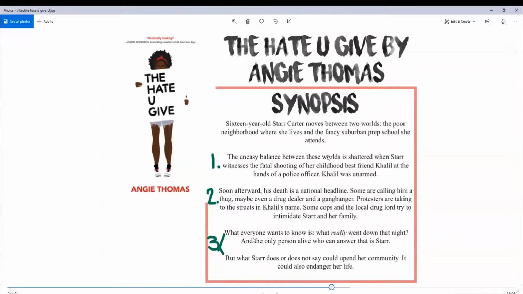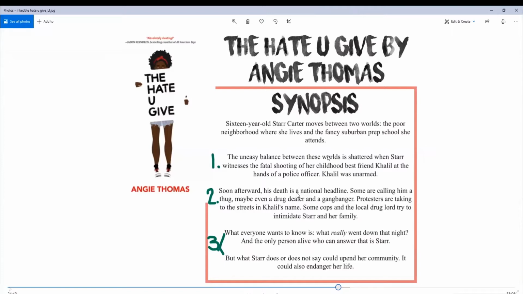What I want everyone to do is read the first little paragraph, and then go to your diagram, go to the side that says neighborhood, and make a prediction. Predict what the neighborhood that she lives in will think of STAR and the situation from number one. It doesn't have to be some big prediction. It can just be like, they'll be mad, or they'll believe STAR.